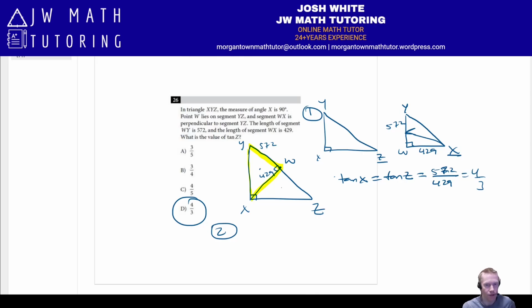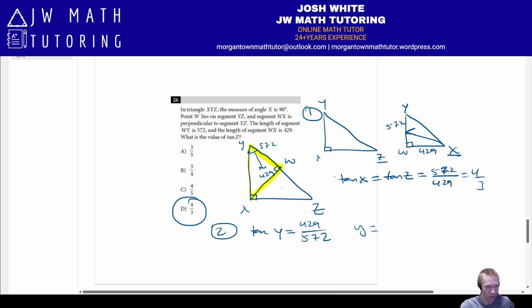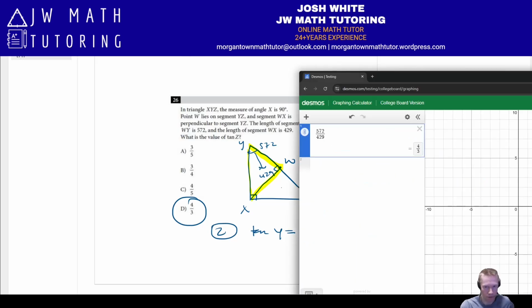Okay, so first thing I would do is, looking at this triangle up here, I would find the measure of angle y. Because I would say, well, the tangent of angle y is equal to opposite over adjacent. So in other words, 429 over 572. Okay? Y is going to be equal to, and for this obviously I'm going to go to Desmos.